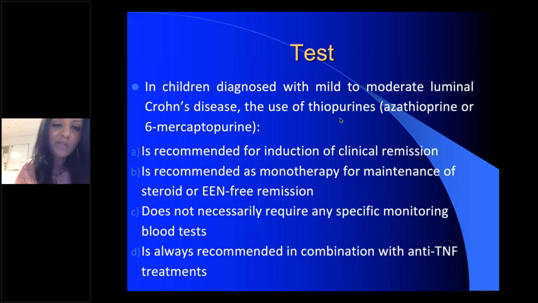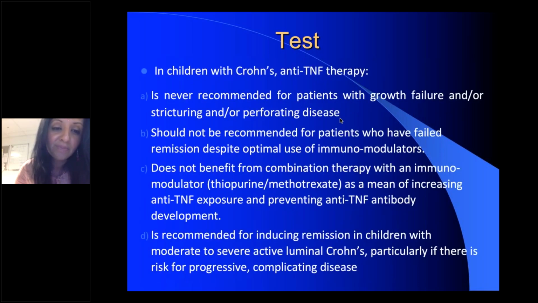Next, in children with Crohn's disease, anti-TNF therapy: A, never recommended for patients with growth failure or stricturing. B, should be recommended for patients who failed remission despite optimal use of immune modulators. C, does not benefit from combination therapy with immune suppressants. D, is recommended for inducing remission in children with moderate to severe active Crohn's. Again, there's only one right answer here.